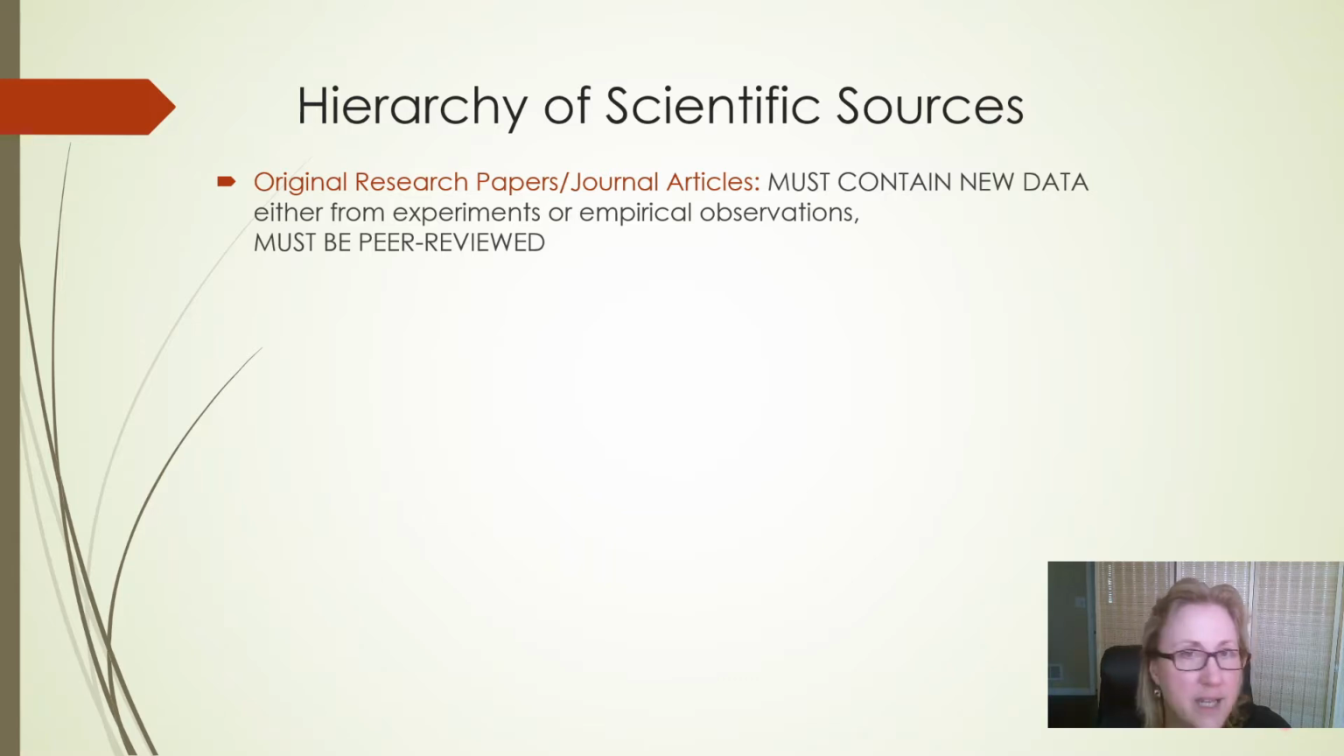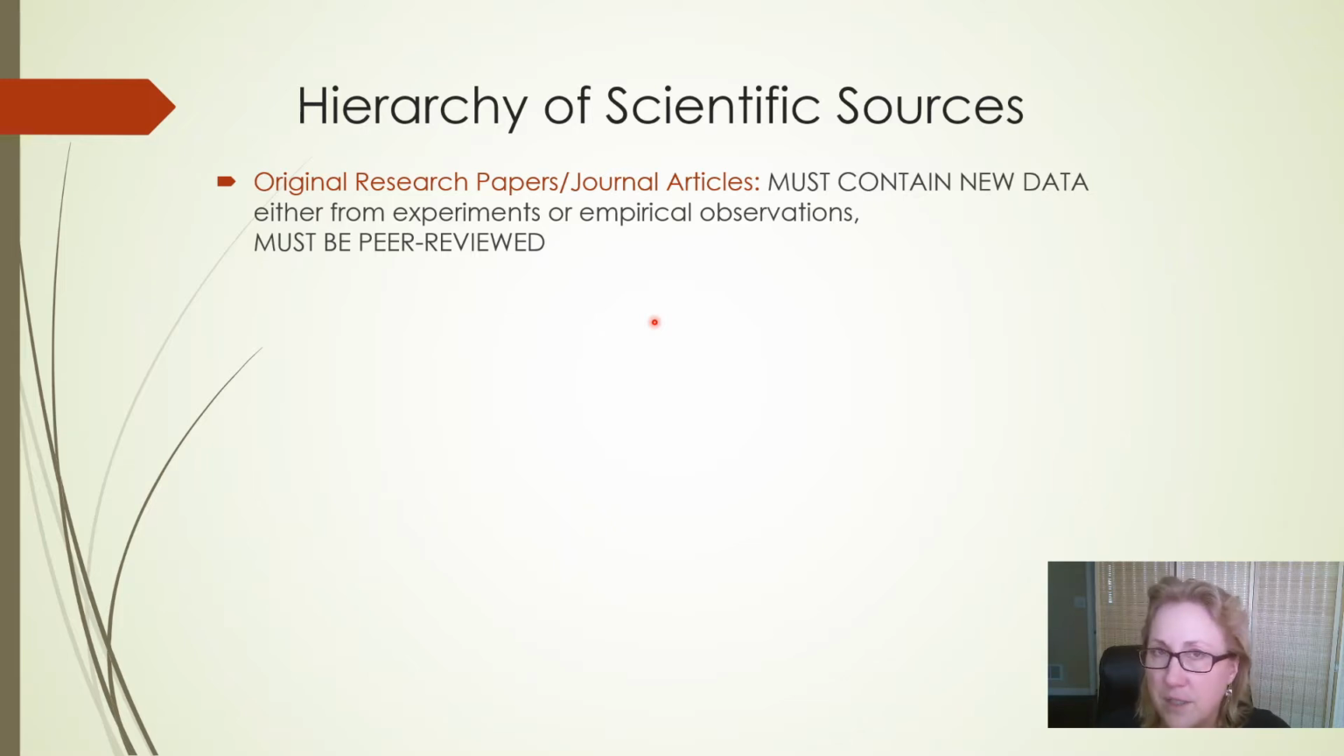If it doesn't contain new data, if it's a summary of data from other sources, it might be a scientific source, but it's not an original research paper. One of the things that you're going to do as part of your lab report for this lab is to find an original research article. And it can be hard to distinguish this from other sources. An original research article, besides having new data, also must be in a peer-reviewed publication.